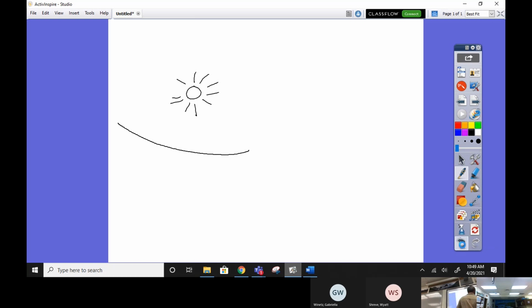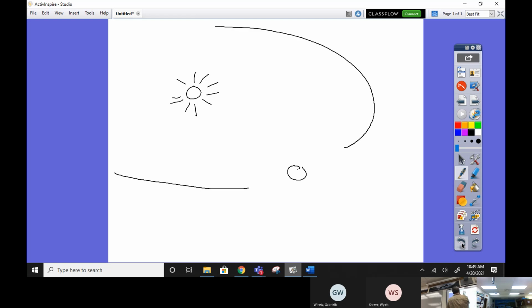Here's the Earth's orbit coming along here. And the moon does not orbit in the same path as the Earth. It's at a bit of an angle. So the moon orbit is something more like this. Can you see that it's a little bit off? It's not in line with Earth's orbit.